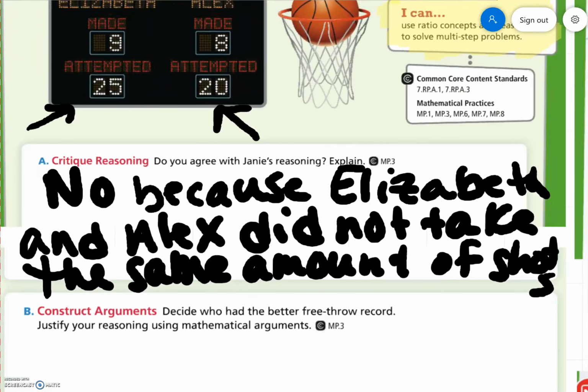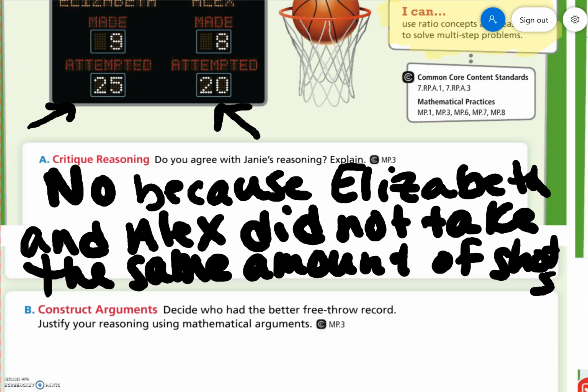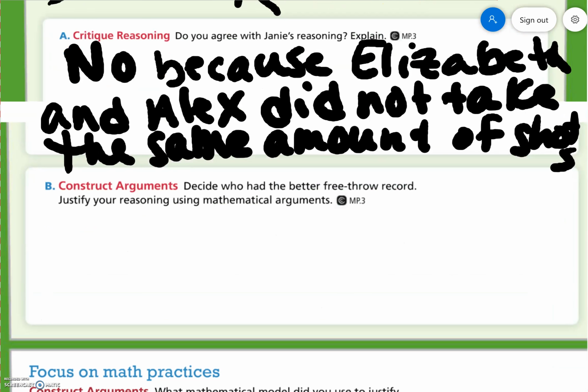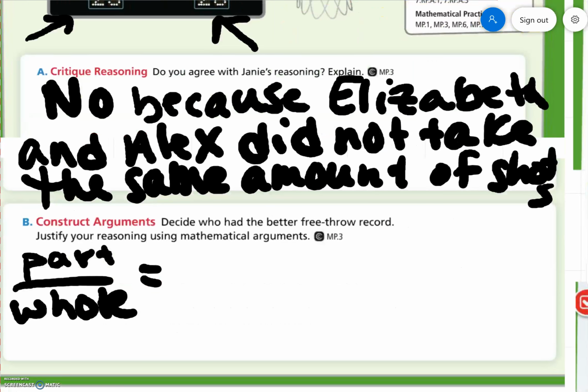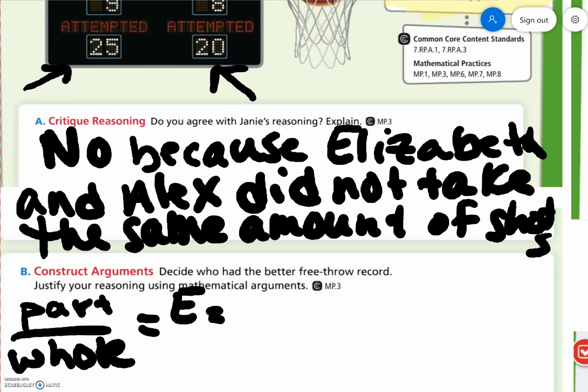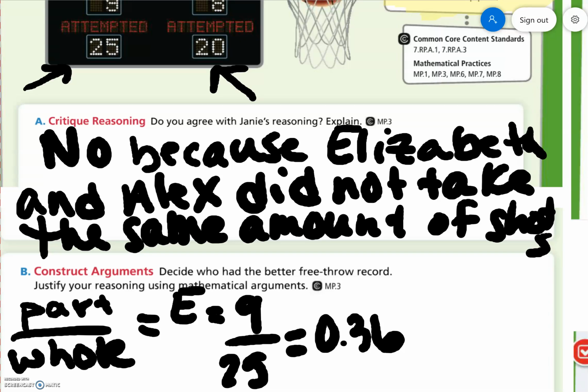So what we can do is we can find the percentage that they made. Now, we can talk about part over whole, introduce that in this lesson. So if we want to talk about Elizabeth, her part was 9 over 25. If we do 9 divided by 25 in our calculator, that's going to give us 0.36. So she made 0.36 of her shots, which actually ends up being 36%.